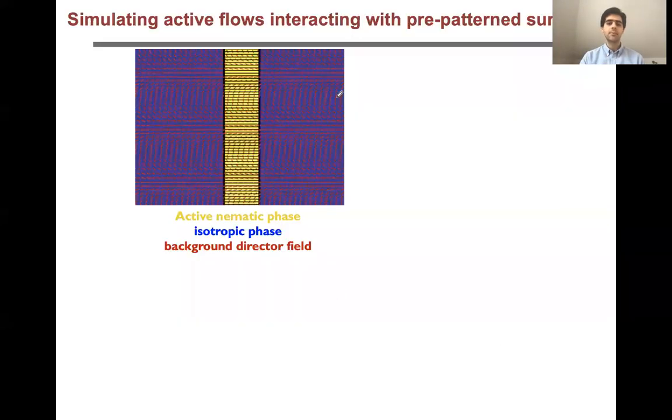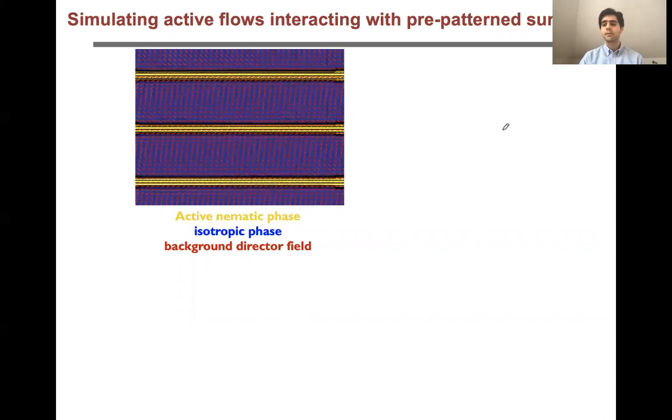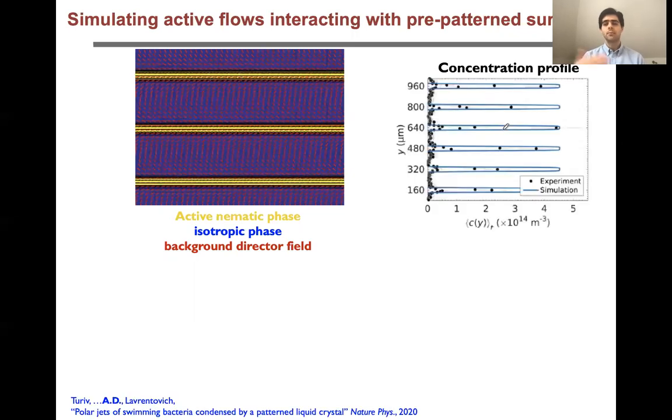How does it look? So for example, we have this red director that shows the background passive liquid crystal that has these C shapes of the bend and splay. And then we have the active nematic phase that interacts with this background phase. And what happens if you start from a band, you can see that it basically condenses into these splay regions, in agreement with what they see in the experiments. And if you measure the concentration, the profile also matches quite nicely the experimental pattern.